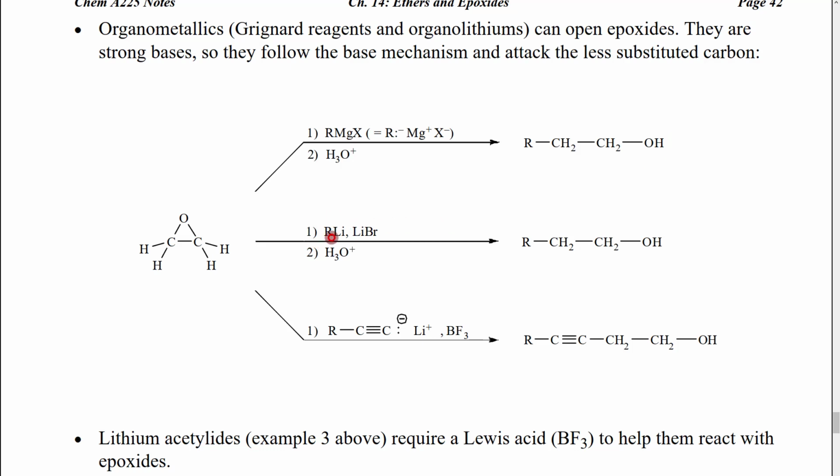We can also use alkyl lithiums for this. The alkyl lithiums basically come with lithium halide like lithium bromide. That's actually needed to kind of help the epoxide open. And again, we do a hydrolysis step. Finally, we can use lithium acetylides or sodium acetylides, although lithium are more commonly used. But to use these, we have to add this Lewis acid, BF3. This acid coordinates with the oxygen, makes the epoxide more reactive so that the acetylide ion can react and open it up.